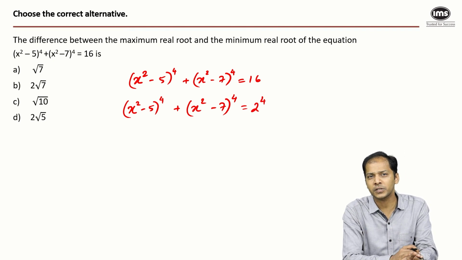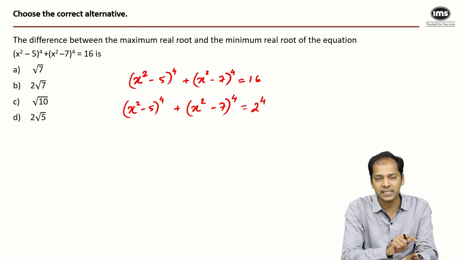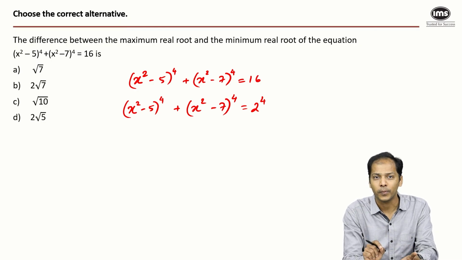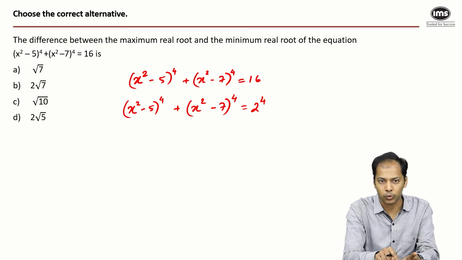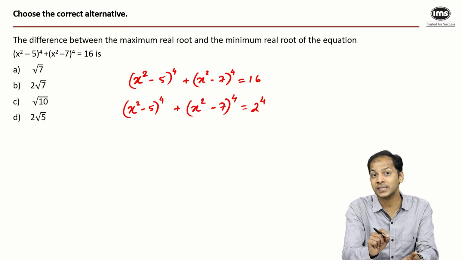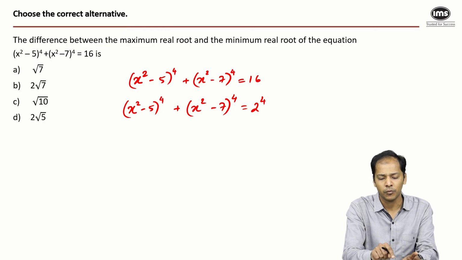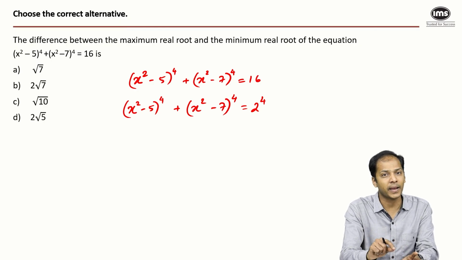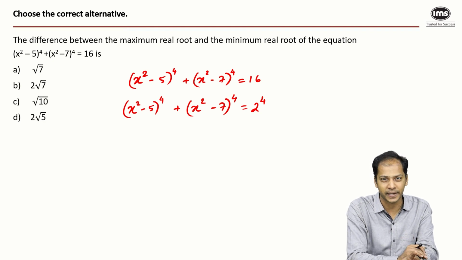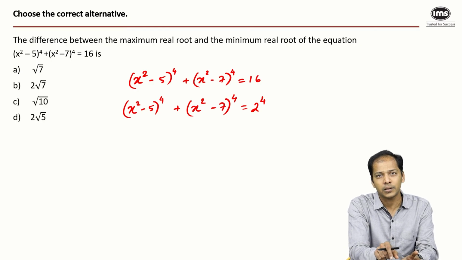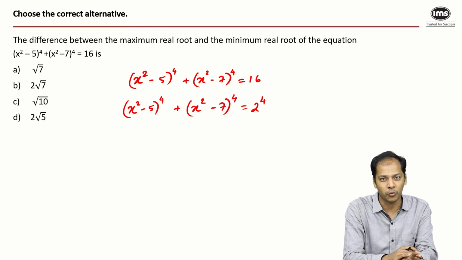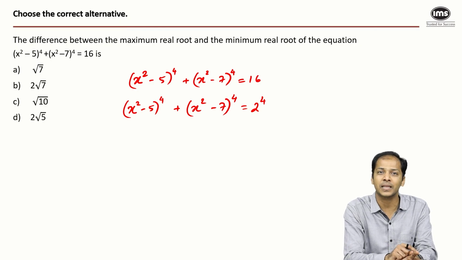Another interesting observation is that 5 and 7 have a difference of 2. So if one of them becomes 0, that is, if I make x² - 5 zero, which will happen at x² = 5, then x² - 7 would be 5 - 7, that is -2, and (-2)⁴ would be the same as 2⁴, and the equation will actually get satisfied. So what I am getting to is, if one of these terms becomes 0, the other one automatically becomes 2⁴, because the difference between 5 and 7 is nothing but 2.